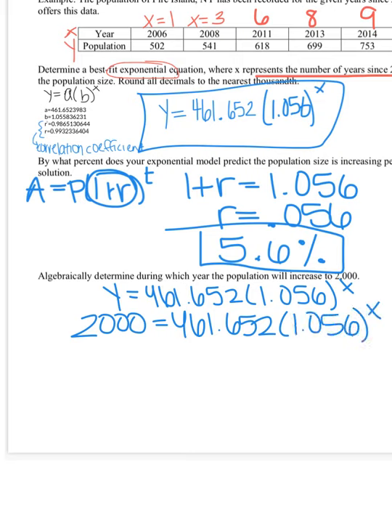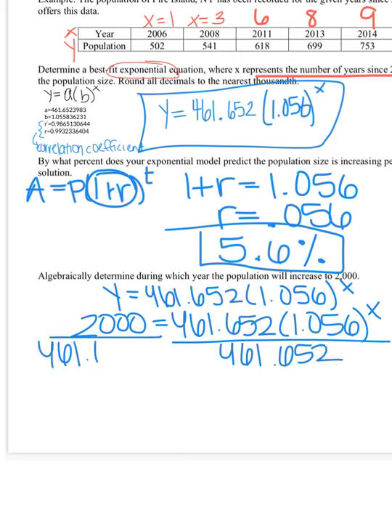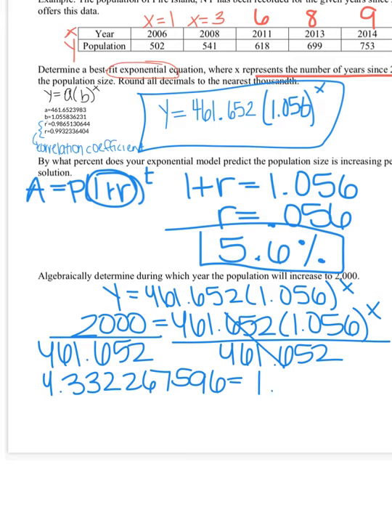Now, if you remember back from our entire exponential equation unit, our variable right now is up in the exponent, which means I have to use logs. So I divide both sides by 461.652. On the left side, that's going to give me 4.3322267596 is equal to, this canceled out over here, 1.056 raised to the power of x.